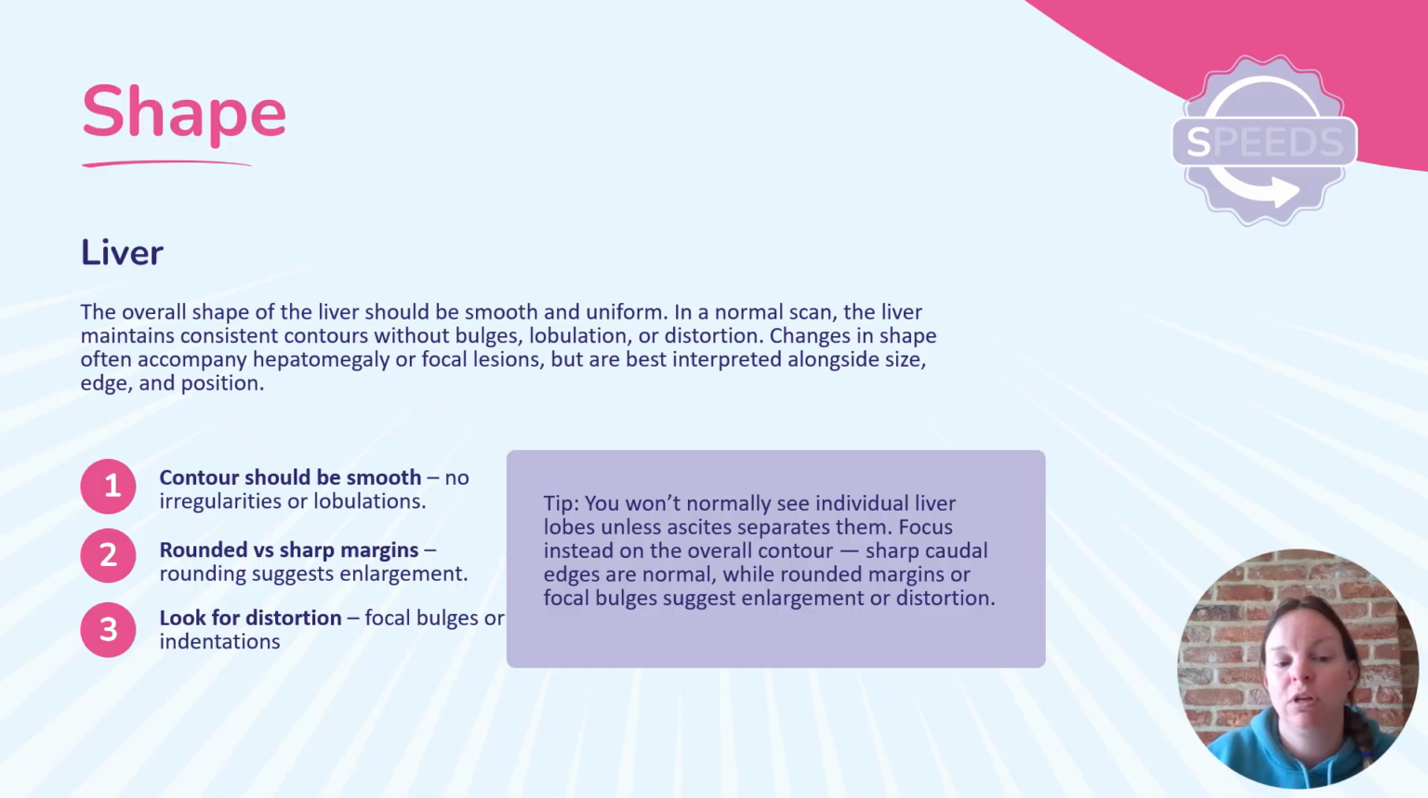So my top tip here is that you won't normally see individual liver lobes unless ascites is separating them. So focus instead on the overall contour. Sharp caudal edges are normal, rounded margins or focal bulges suggest enlargement or possibly a focal tumour.